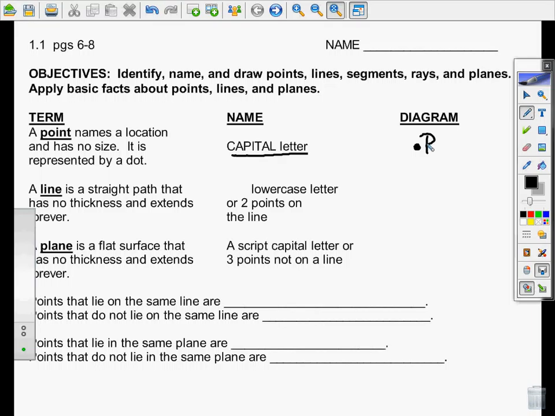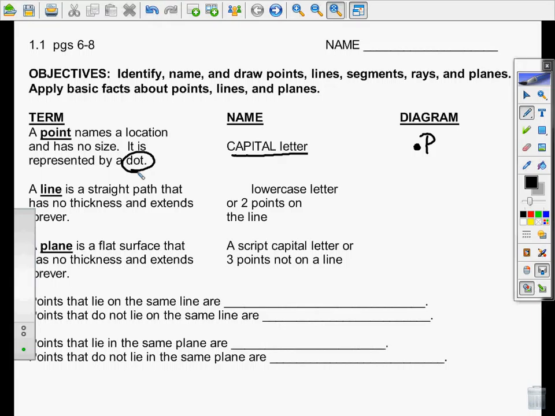So a point, remember, does not have a definite size. You can see the point like I just drew. It could be significantly smaller, significantly bigger. It really doesn't have a definite size. And we use a dot. Let's underline or circle the word dot. That's going to be really important to remember as we're diagramming these things. Okay, the next term is a line.